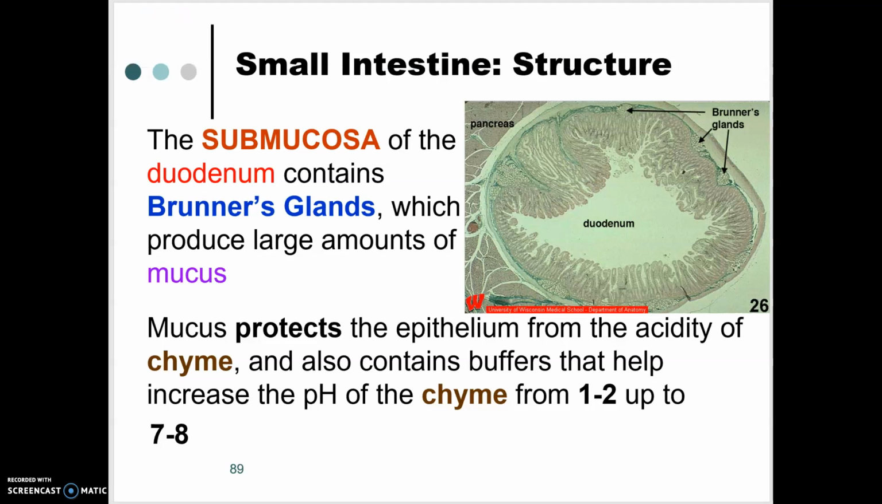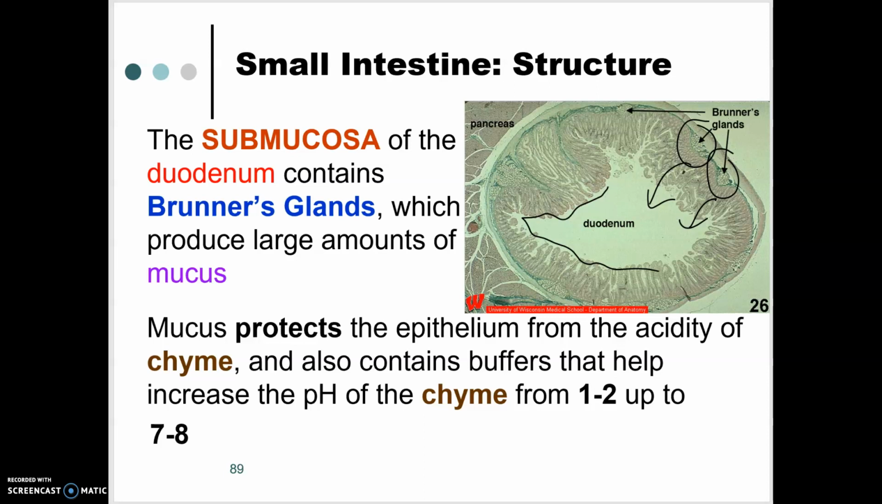Okay, and what Brunner's glands do is they help secrete a mucus that travels to the inside part of the lumen and kind of covers around the villi that are there. Now, what this mucus is going to do, it's going to act as a protective layer to protect the epithelium of the duodenum from the acidity of the chyme.